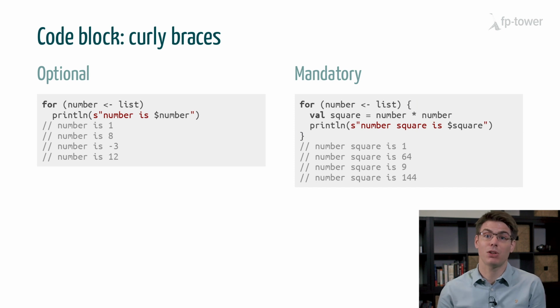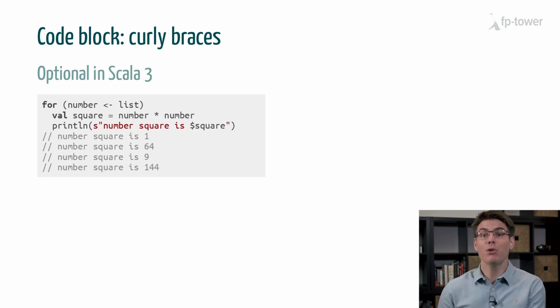Again, this is not specific to for loops. The same rule applies to function and method definitions. By the way, there is a new feature in Scala 3 that gets rid of braces entirely and relies on indentation instead, like Python. If you want to read more about this new syntax, you can find more information below this video.